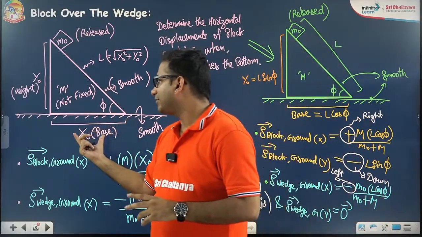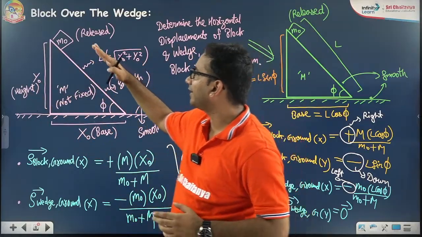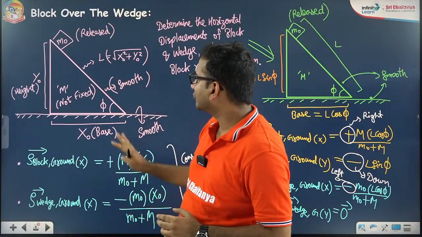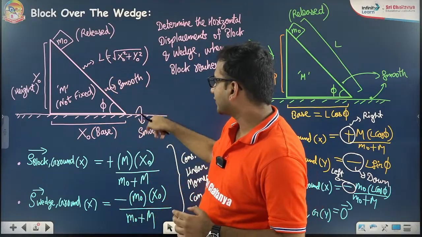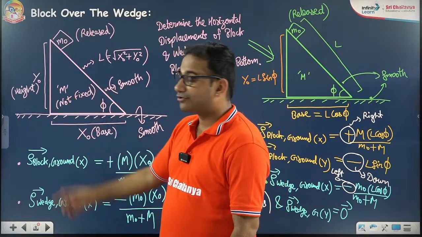So this distance can be the base length x0, this distance can be the height, and this distance, the length of the inclined plane or the wedge, can be given by Pythagoras. Everything is smooth. There is no external friction acting on the system. The system's momentum can be conserved. This mass is not fixed.